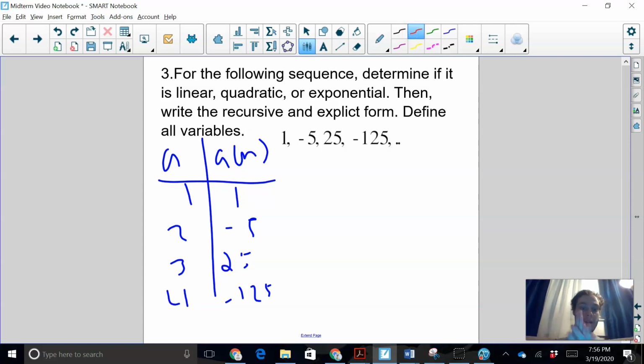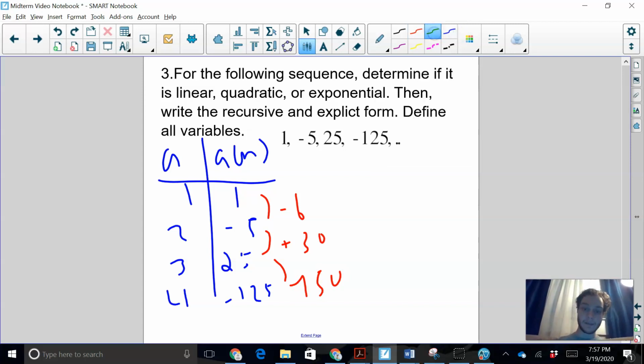Look at the first difference. We know 1 to -5, we're going to subtract 6. -5 to 25, we're going to add 30. And then here, it's a little bit more work. Oh, Lord have mercy. That would be 25 to -125, and that's extensive mental math right now after a long day of distance learning packets. So it'd be subtract 150. So you can definitely see that does not match.